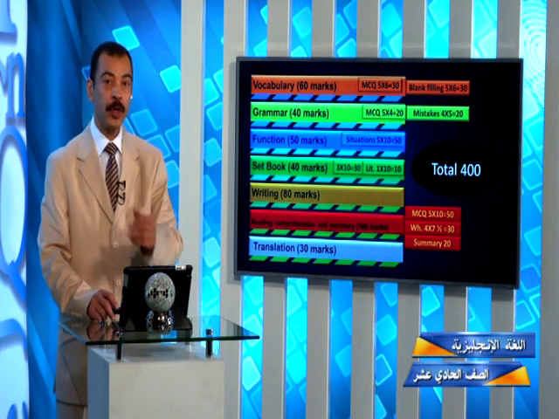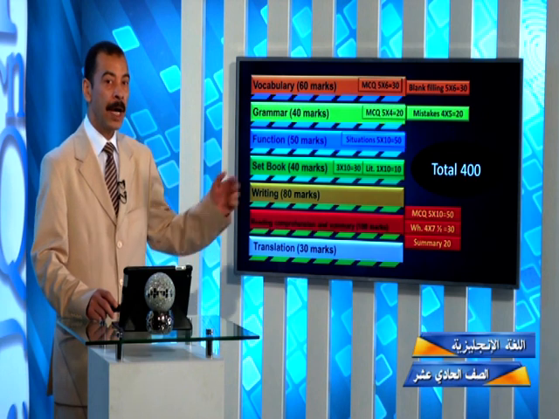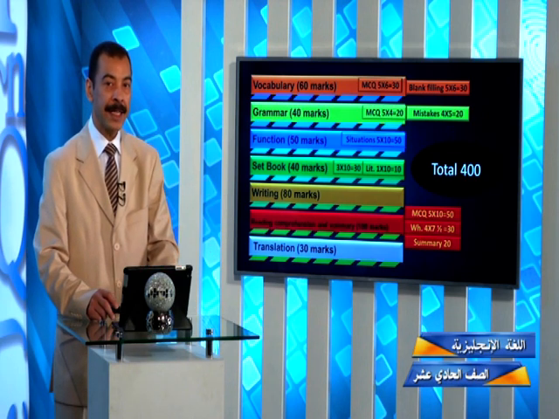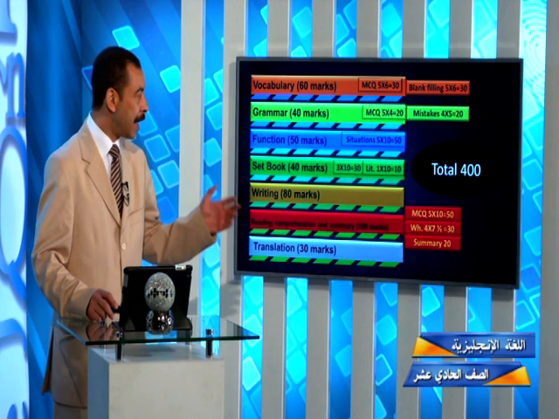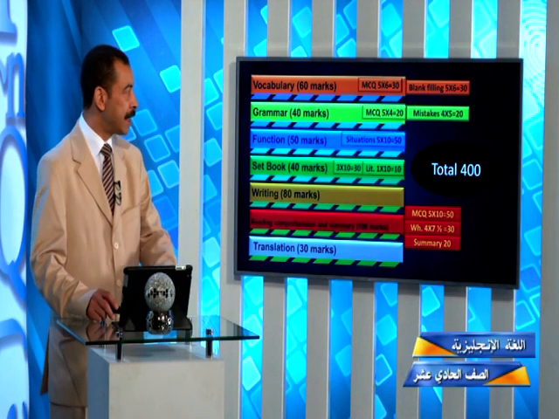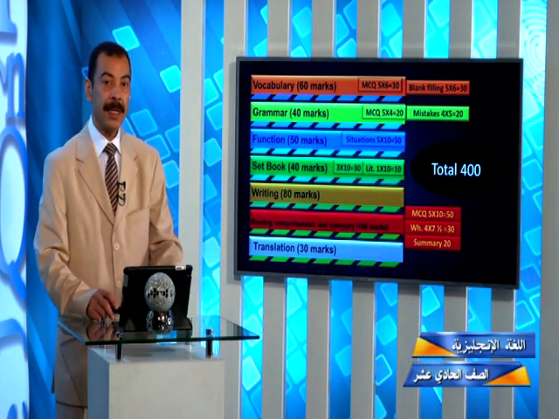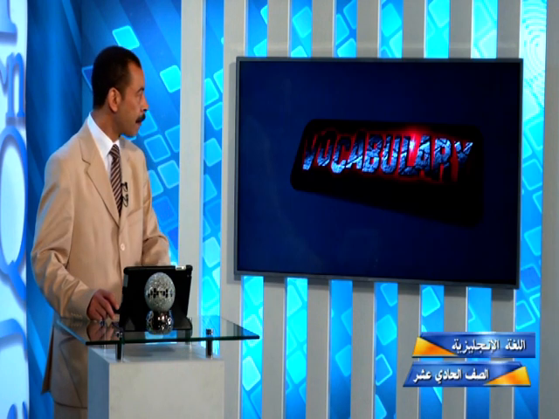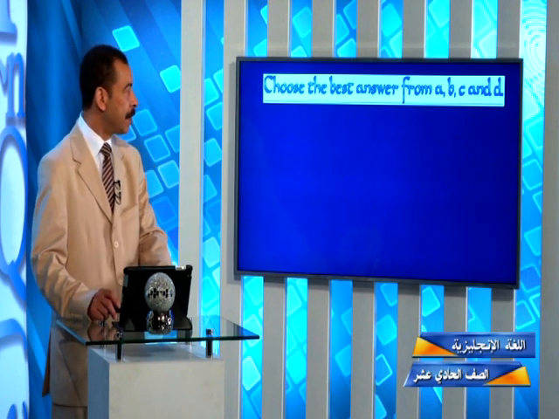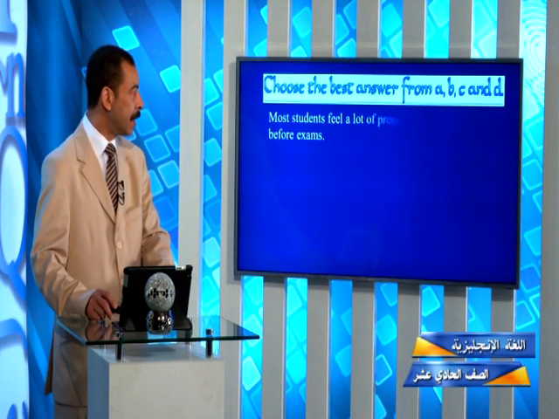Of course, if you are sure of the answers, you can know how much you can get from the exam. Now let's start and see each section in detail and have examples and sample questions. Now let's start with the vocabulary. First we have the multiple choice questions. From A, B, C, and D you choose the best answer.